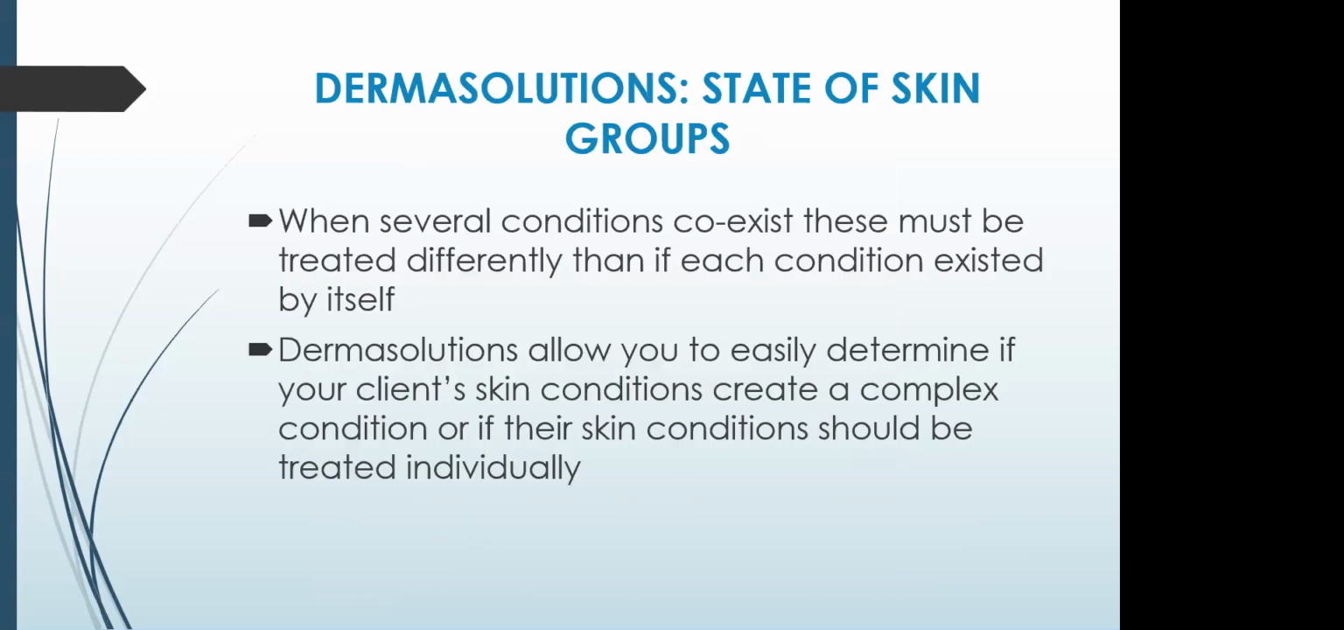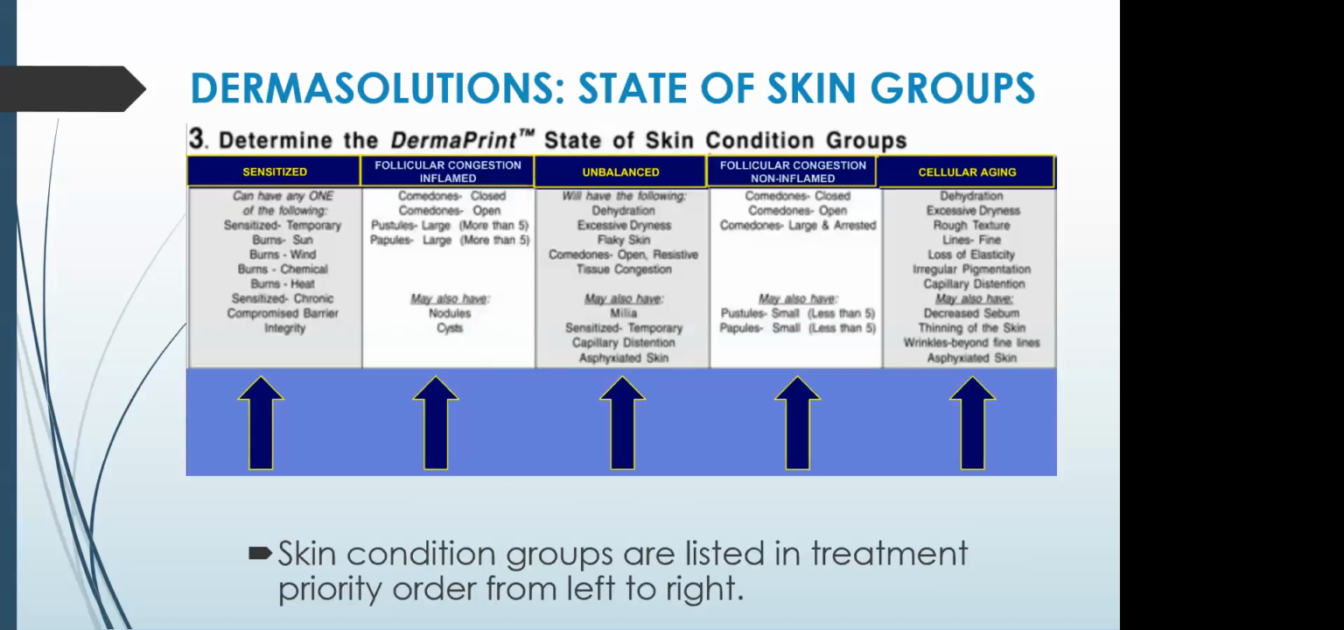Now, when several conditions coexist, these must be treated differently than if each condition exists by itself. The Derma solution allows you to easily determine if your client's skin conditions create a complex condition or if their skin conditions should just be treated individually. So if they're treated individually, you just follow the protocol to the right of the skin condition. But if you are going to be treating a condition group, how do you determine that?